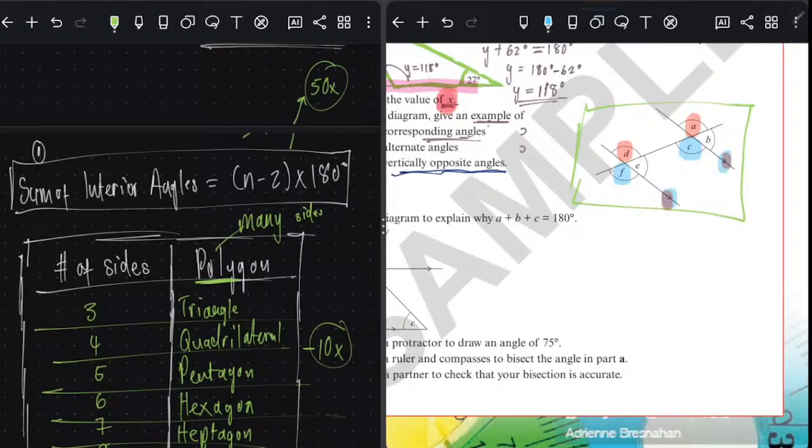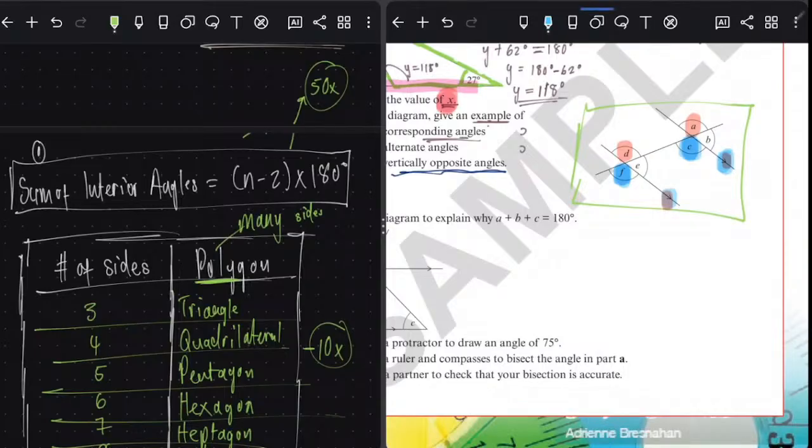And which side is it again? It's below, and it's on the right or left? Right. Good. And what about this one? With respect to the other parallel line, where is it? It's below the other parallel line as well, isn't it? And is it on the right or left? Right. So they're in the same position. So they are corresponding. Good.